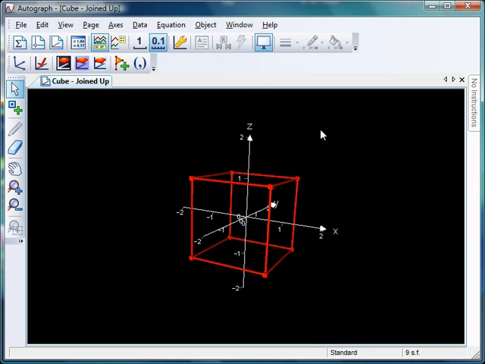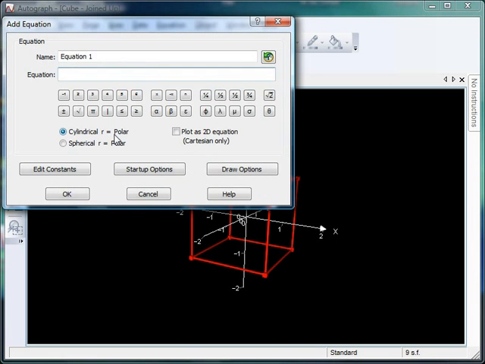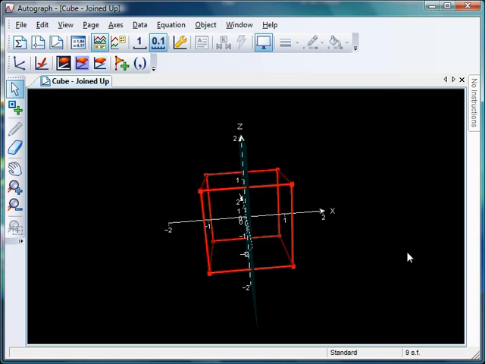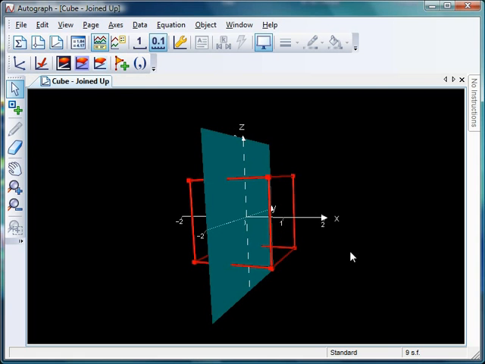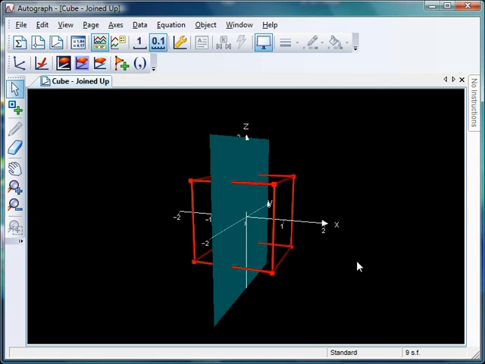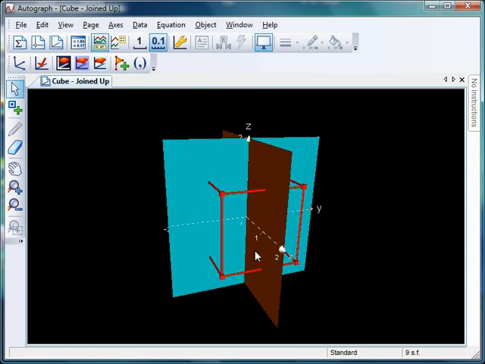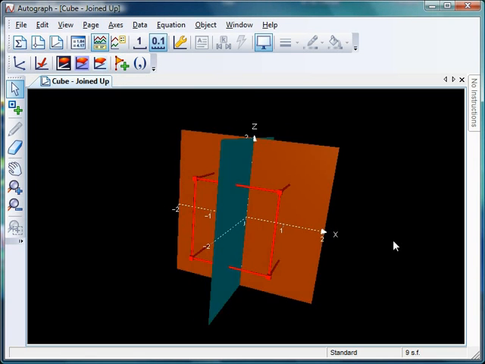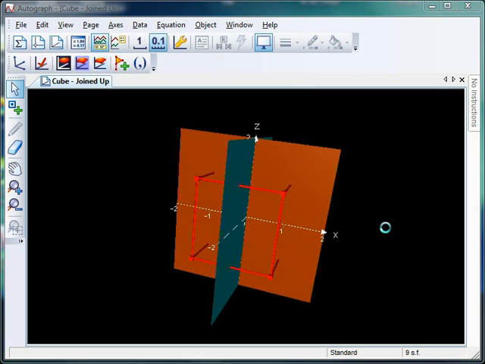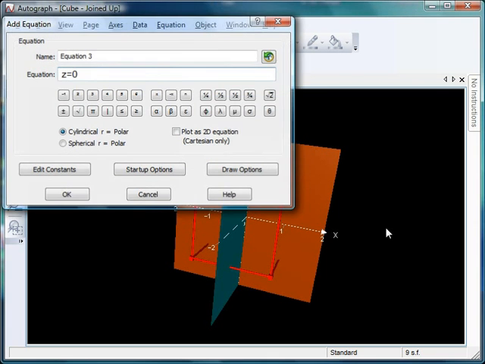So let's have a look at x equals 0. So I'm in standard mode, so I don't actually have an enter equation button here, but that's not a problem. Just hit enter and up comes the add equation. So x equals 0, let's have a look, and there is our first lovely plane of symmetry. And if x equals 0 works, then there's no surprise that y equals 0 is also going to work, and there's that one there. And finally, the other one to complete that set is obviously z equals 0.